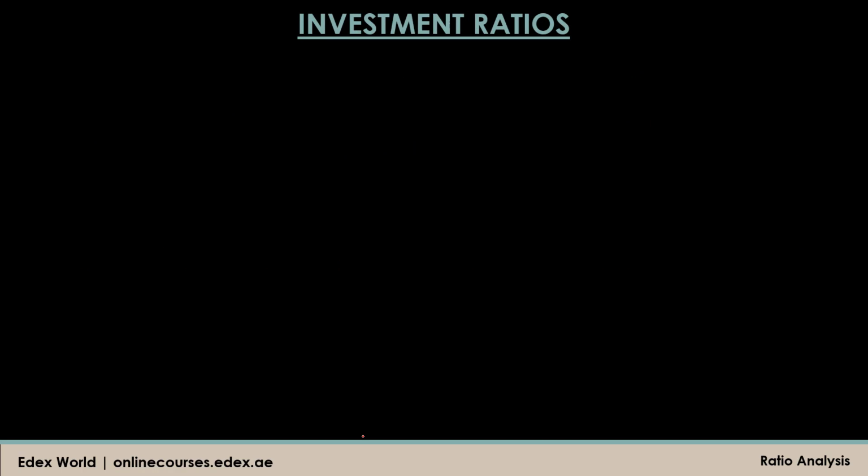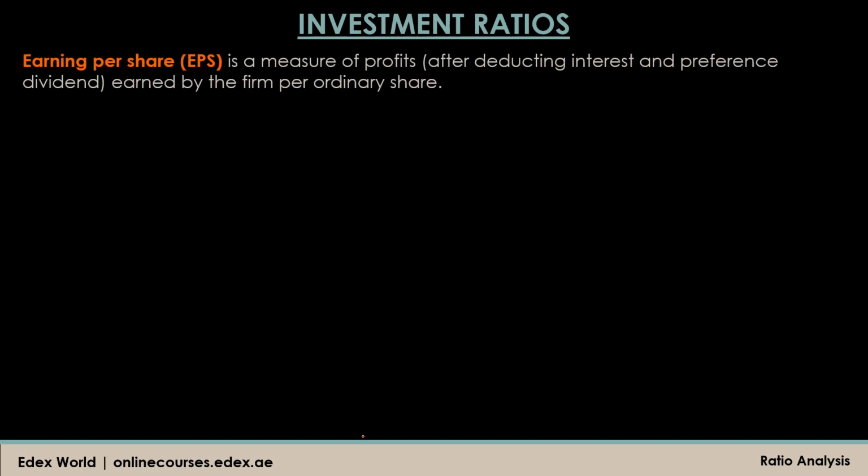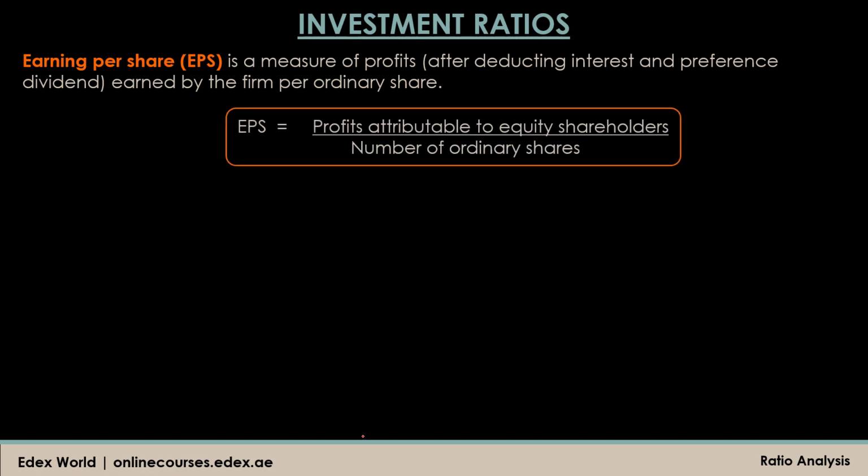Now let's look at some of the investment ratios. Under the investment ratios, the first one is the earnings per share, also called EPS commonly. EPS is calculated as the profits that are attributable to the equity shareholders or ordinary shareholders divided by the number of ordinary shares. How do you calculate the numerator?